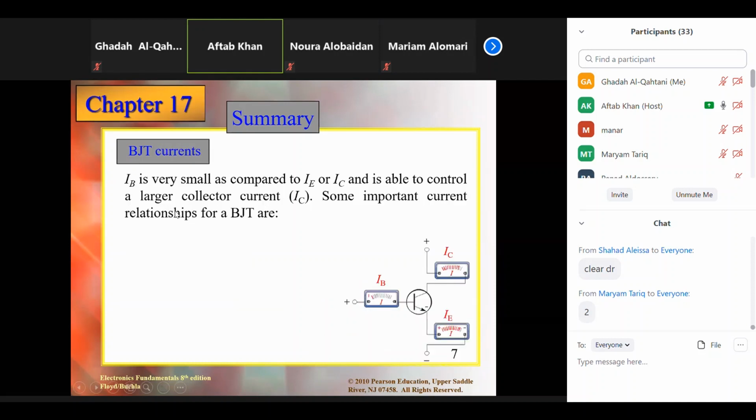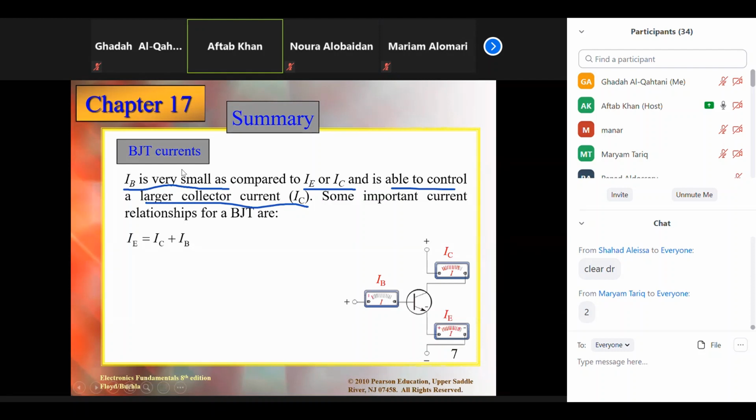All right. Now let's look at the currents flowing in all these regions. IB is very small. We know that the base current is very small compared to these two currents, girls. But still, IB is able to control a large collector current, which is IC. The important current relationship for a BJT is that IE, the emitter current, is equal to the collector current plus the base current. You can see that the emitter is connected here, so IE is the total, the sum of the IC current plus the IB current. This is the formula we should know. You should memorize it: IE is equal to IC plus IB.